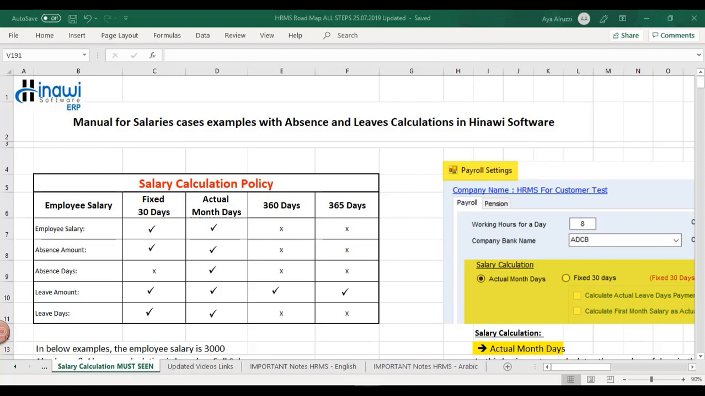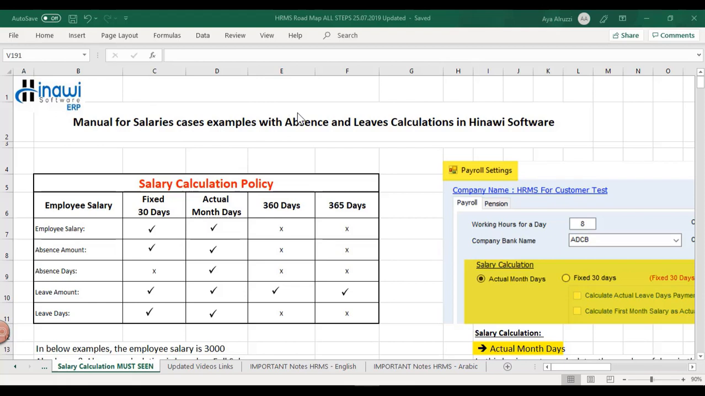So in this video, our main topic for today is to focus on how the salary calculation policy is applied on Hinawi software, along with the absence calculation and the leave calculation as well. So we will see the salary calculation policy and the leave and the absence.